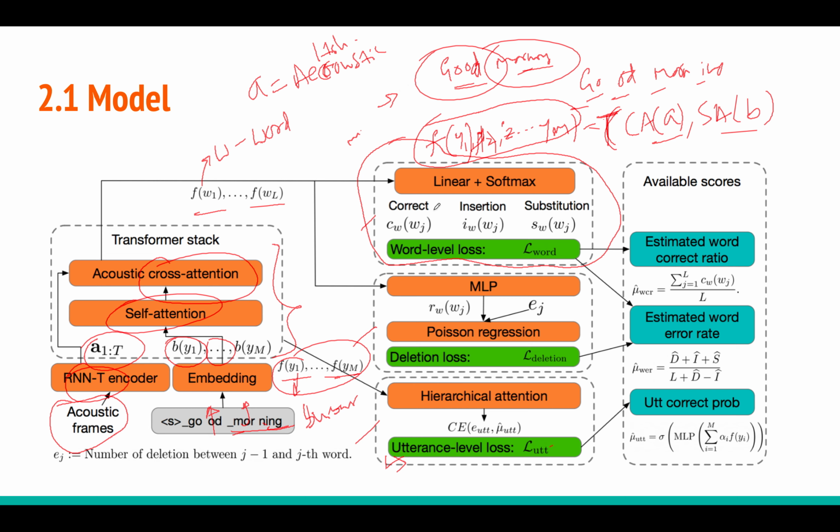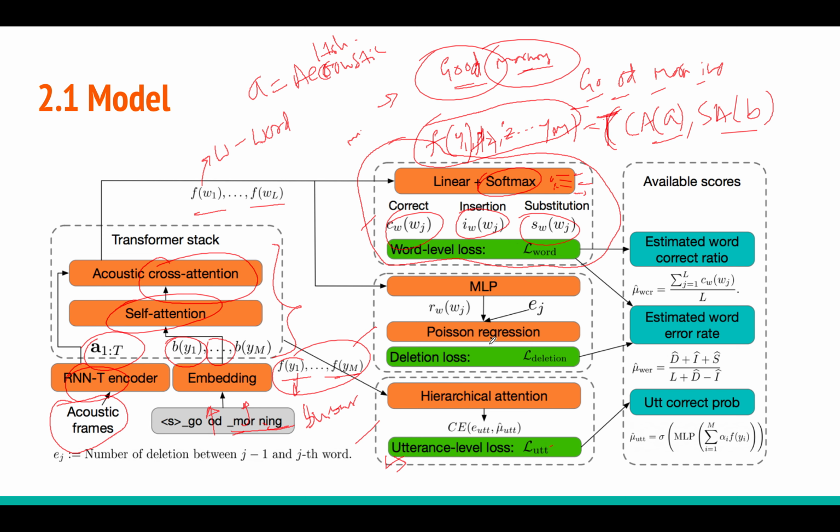Now we want to predict only these things. We are not predicting deletion here; we will be modeling deletion separately. We'll see that later. In this module, you are just predicting whether the word is correct, inserted, or substituted. So these are three labels which you are predicting at this softmax layer. Just assume the softmax layer has 3 neurons, for the probability of correct, insertion and substitution, and they are denoted like this. And how do you compute word level loss? We'll understand that in the coming slide.